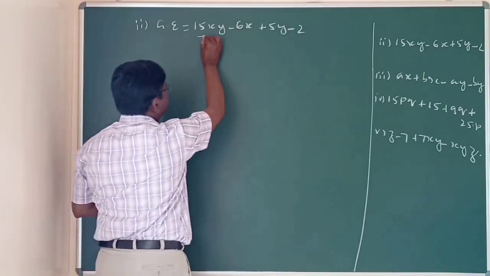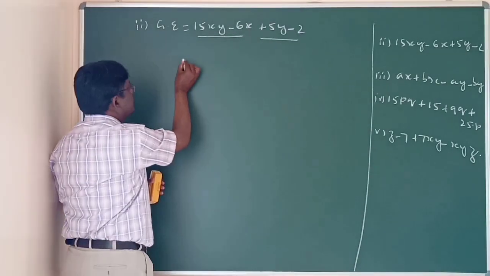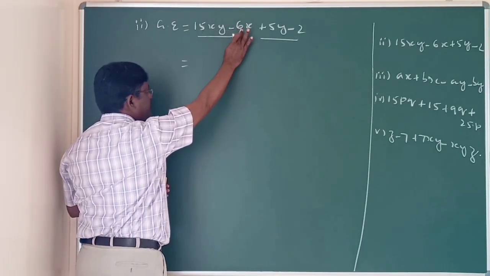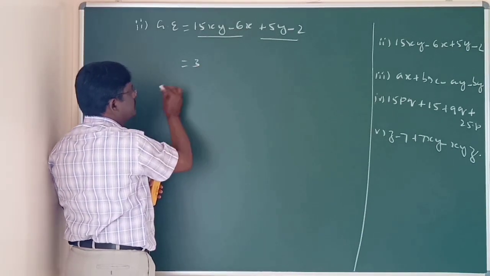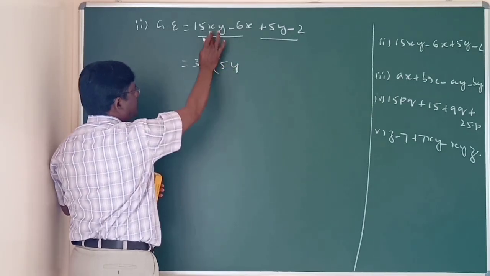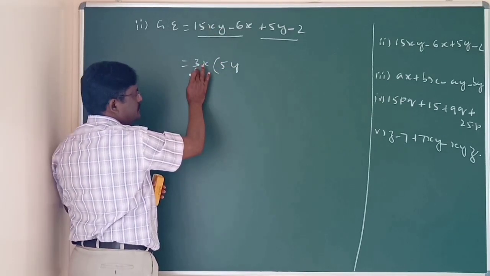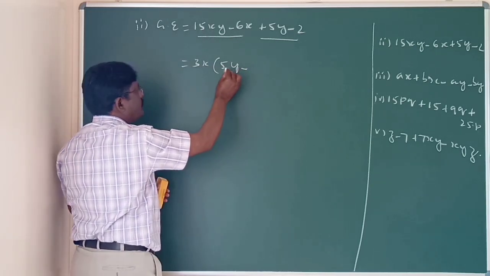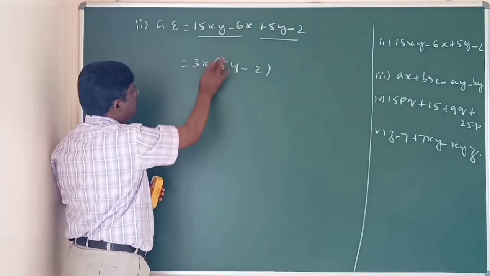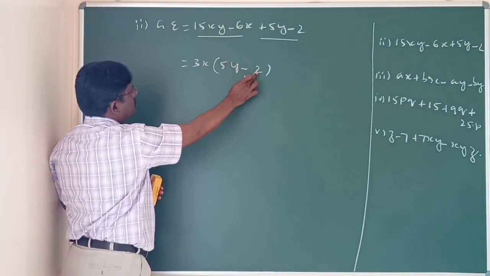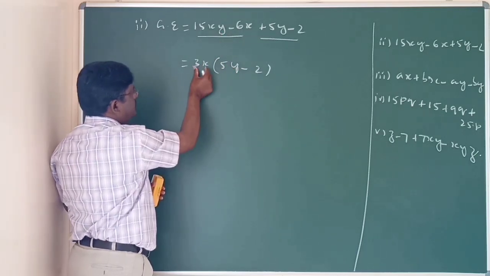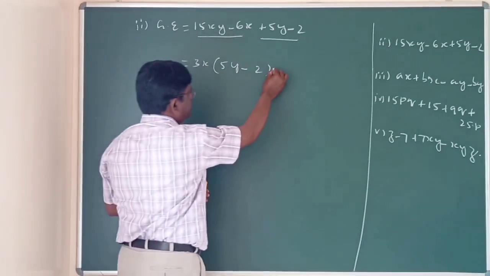Then just let us try. What is the common? 15 means 3 into 5, 6 means 3 into 2. Hence 3 is common, and x is common. 3 fives are 15, and y. Because x and x get cancelled, 3 fives are 15. Next, minus 3 twos are 6. If you multiply, check once: 3 fives are 15, x into y, therefore 15xy. 3x into 2, 6x, plus.